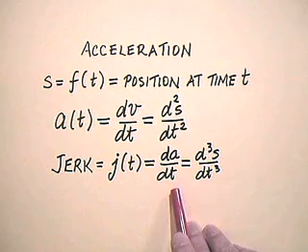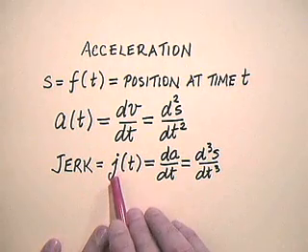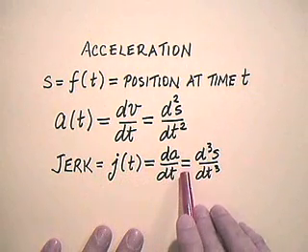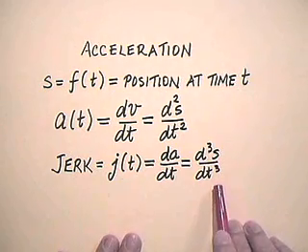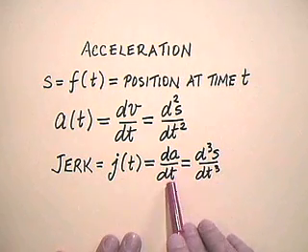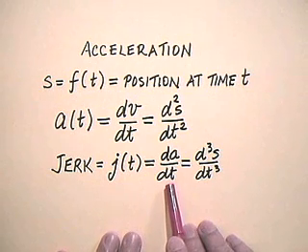If I go ahead and differentiate one more time, I get what's often called jerk. J of t is da/dt, which equals the third derivative of position with respect to time. And this quantity, the rate of change of acceleration, is often called control.